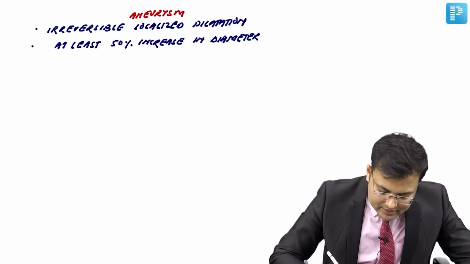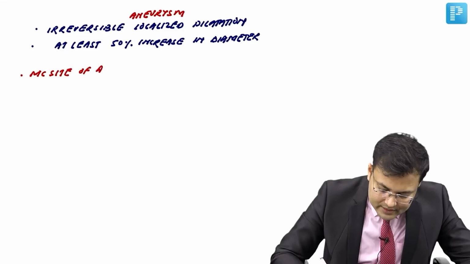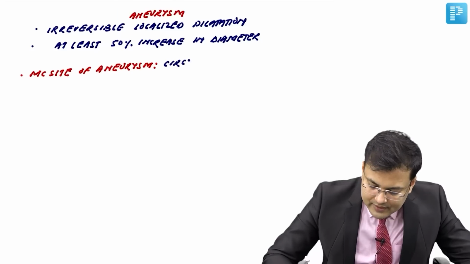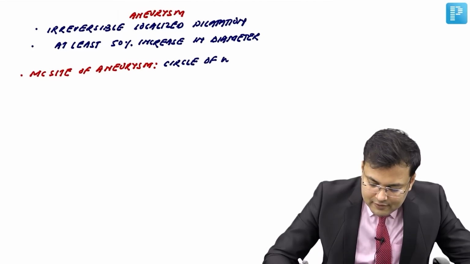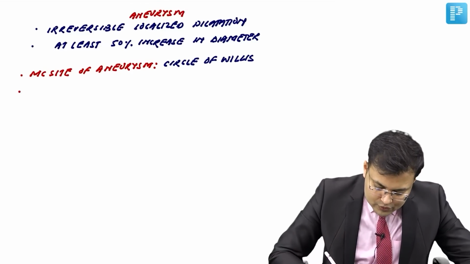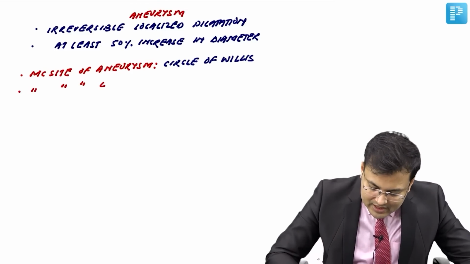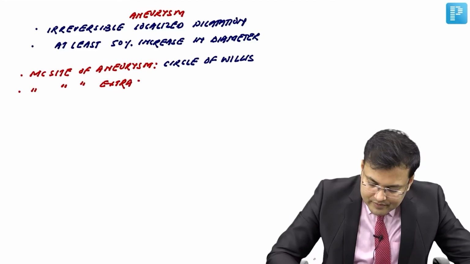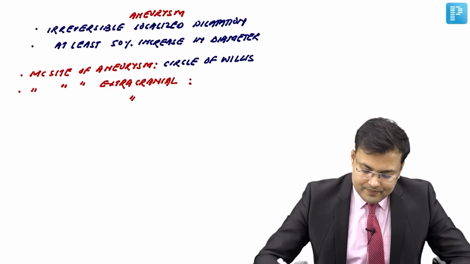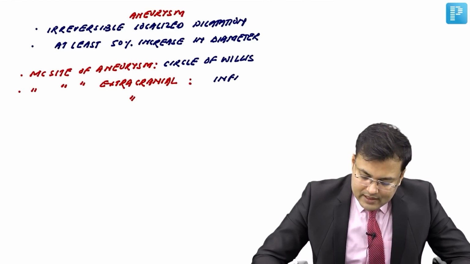First question, what's the most common site of aneurysm? It's the circle of Willis. Very important. Second, what's the most common site of extracranial aneurysm? It's the infrarenal aorta.